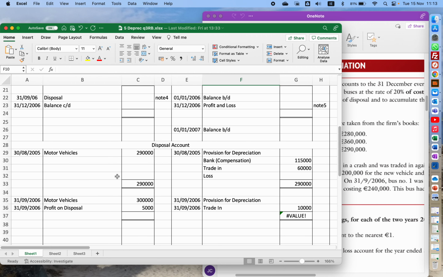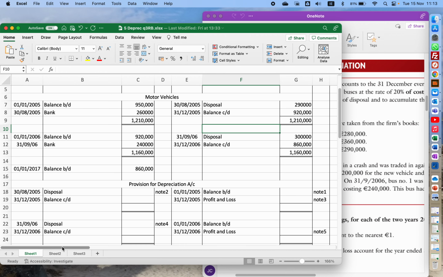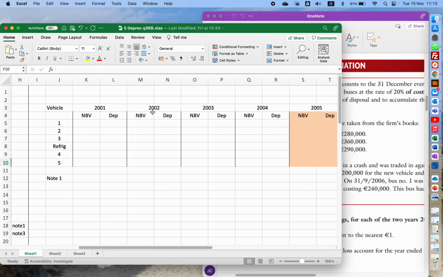And the disposal will be the same. The only thing that's missing from my disposal account here is I don't have the provision for depreciation, which is the one which would have been note 2 or note 4 when we did this before. So the layout of this is slightly different.